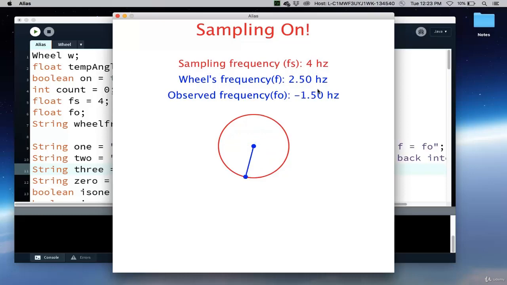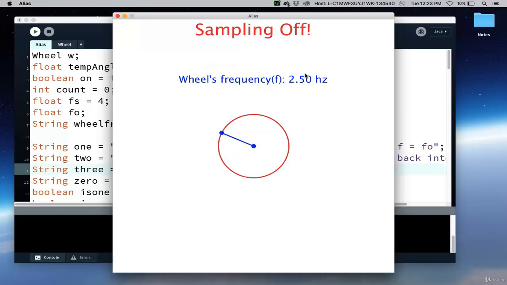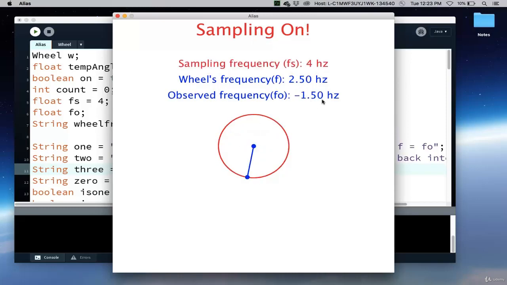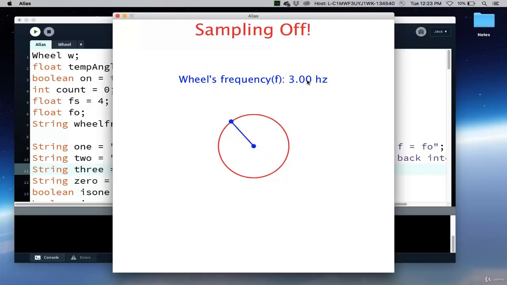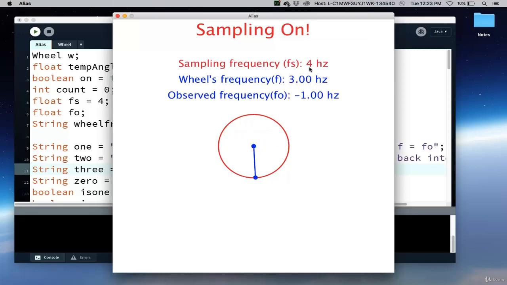For example, if I go up to 2.5, notice the actual frequency, if I turn sampling off, is 2.5, which is very fast. But if I turn on sampling, it actually looks like it's negative 1.5. It looks like it's going in the opposite direction. If I keep increasing it, the actual frequency is 3 hertz, but I'm only sampling at 4 hertz, so the sampling fails to catch this frequency, and our observation looks like negative 1 hertz. The actual frequency is 3, but our observation is negative 1. It looks like it's going the wrong direction.